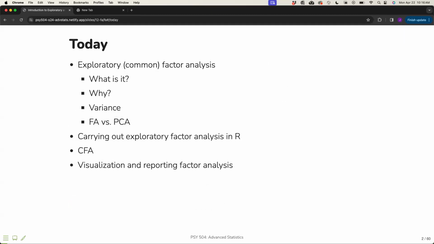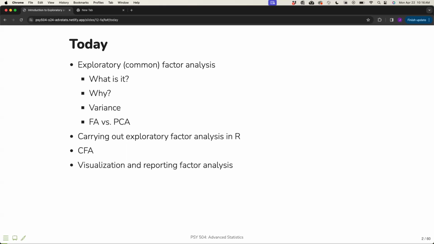A lot of folks use these terms interchangeably. I'm sure you've heard it in the literature, people referring to PCA as factor analysis and vice versa. There's actually some fundamental differences between principal components analysis and factor analysis. So I want to make sure we understand the difference between those two.